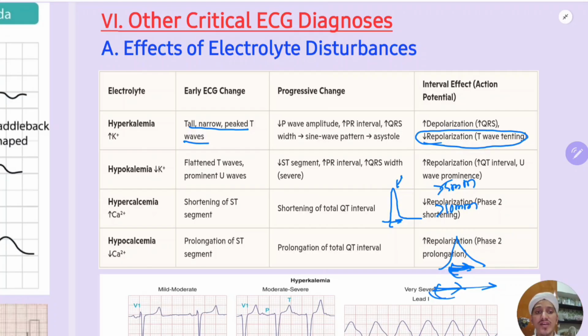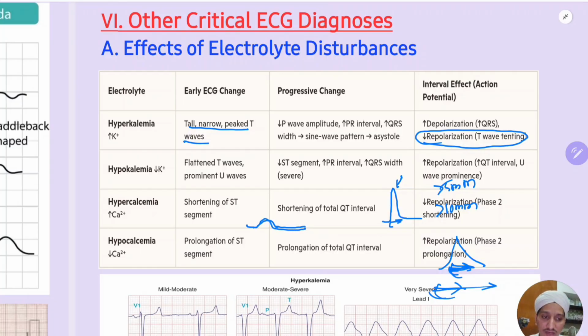Now if the hyperkalemia progresses, what will happen? The atria will depolarize slowly, meaning the P wave will widen and the PR interval will widen. So that is the next change. The atria will be like this, and the PR interval will be prolonged.